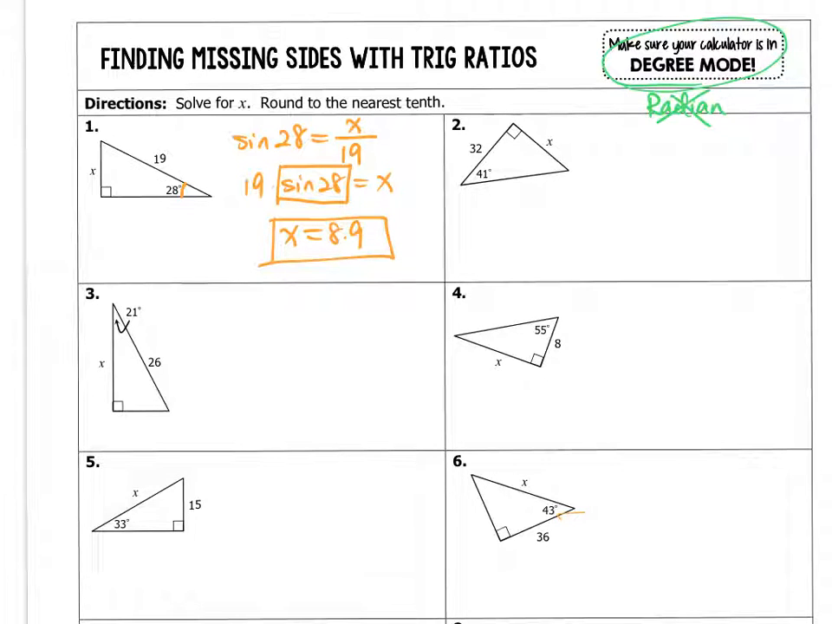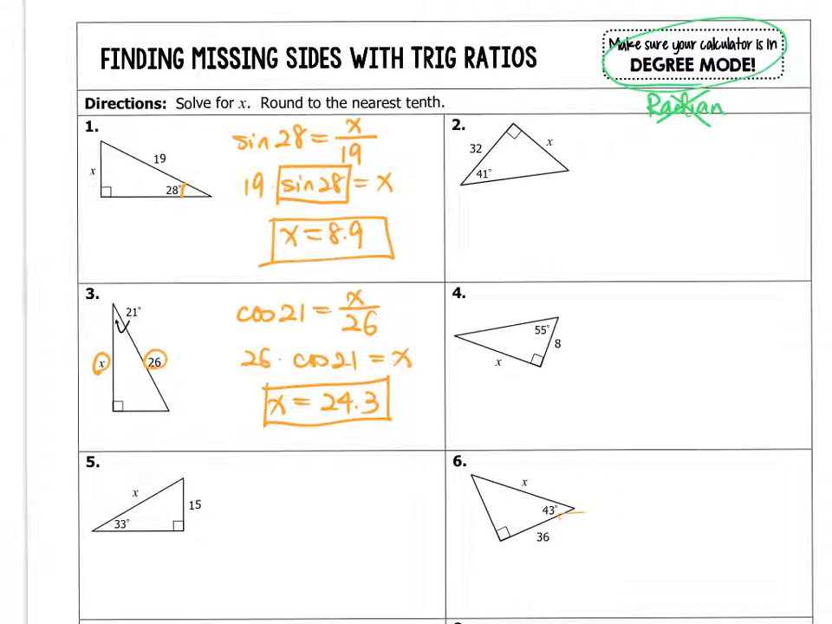Okay, let's look at number 3. This time I want to know the adjacent leg, and I know the hypotenuse, so it's better if I use cosine. Cosine 21 equals the adjacent leg over 26. So 26 times cosine 21 should equal x. Plug into your calculator and you should have 24.3. That looks about right. It's less than the hypotenuse, but very close. The rest of the practice problems are more or less like that.